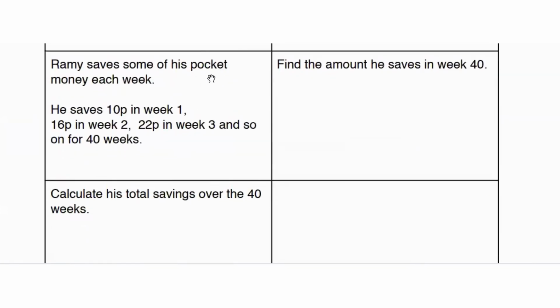Rami saves some of his pocket money each week. He saves 10 pence in week 1, 16 pence in week 2, 22 pence in week 3, and so on for 40 weeks. Find the amount he saves in week 40.